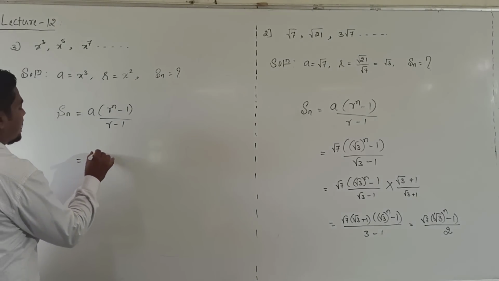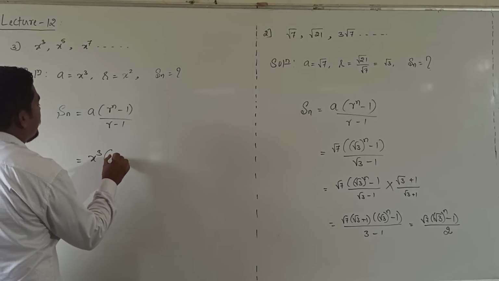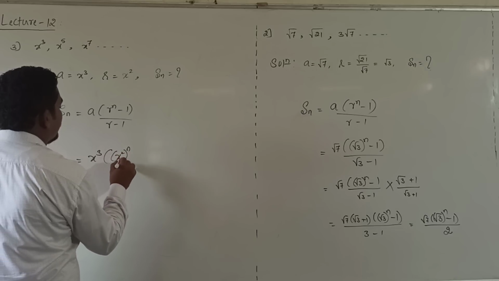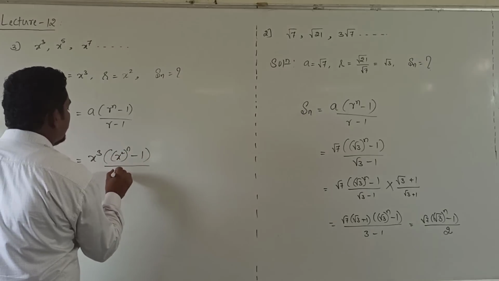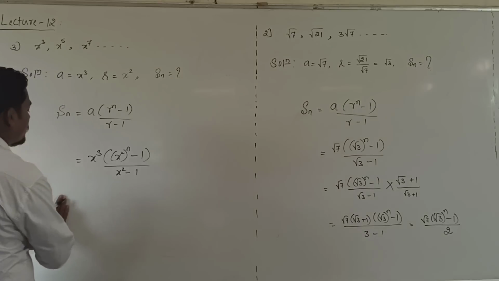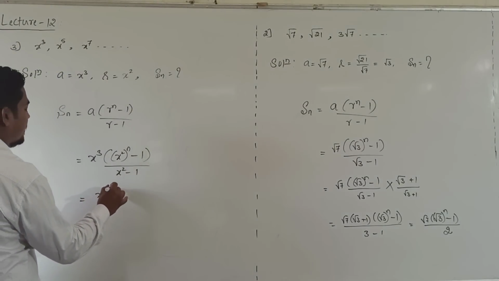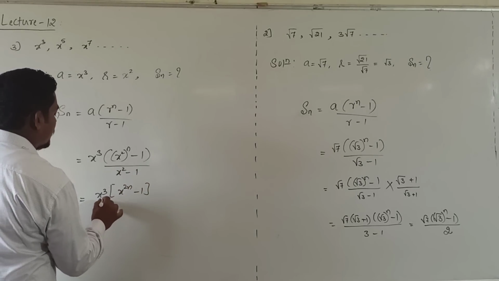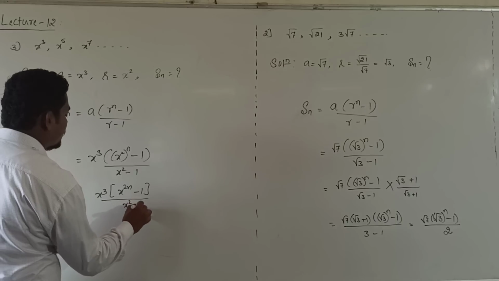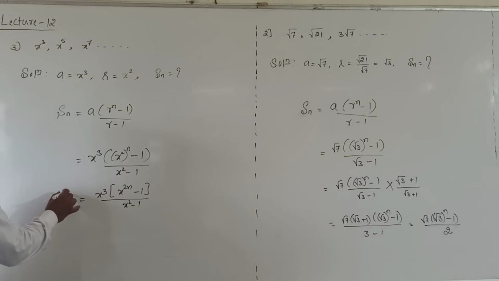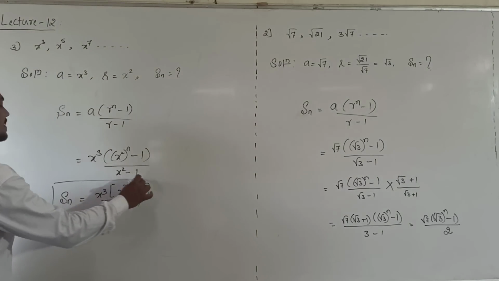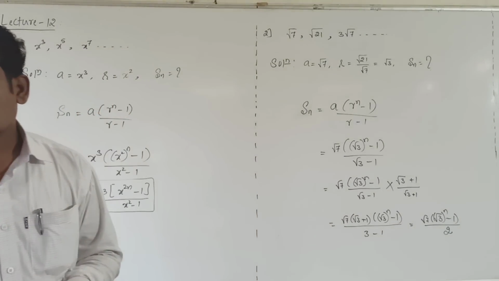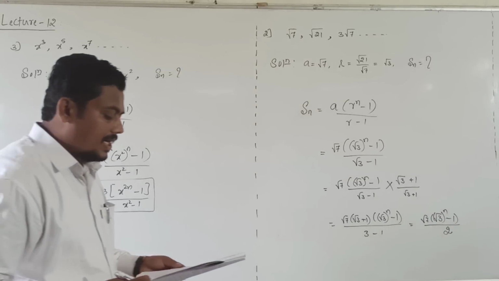A is x cube, and r is x square. Power n minus 1 whole thing divided by x square minus 1. That's equal to x cube in bracket x power 2n minus 1 divided by x square minus 1. This is our required sum to n terms of this geometric progression. Next problem.